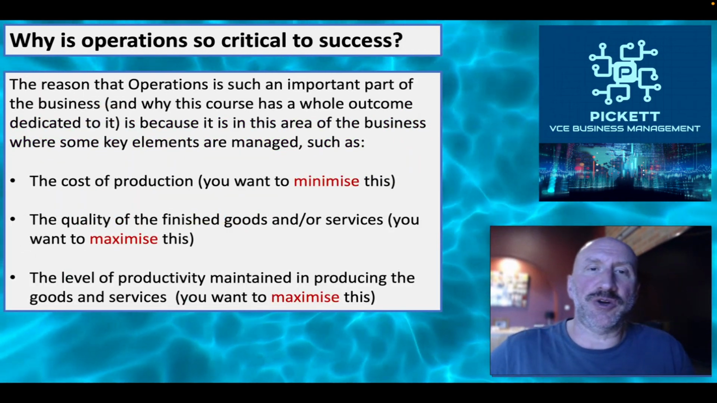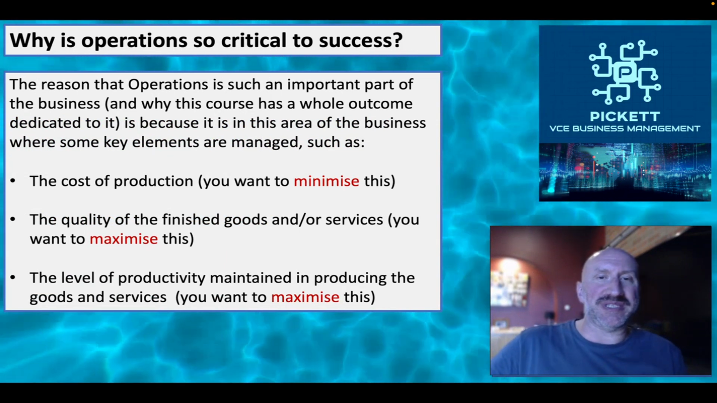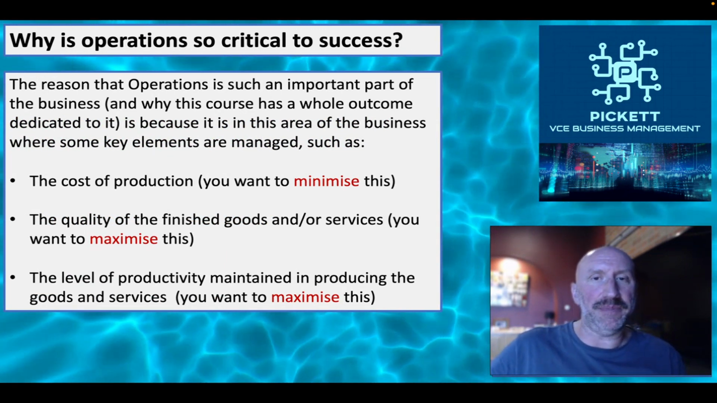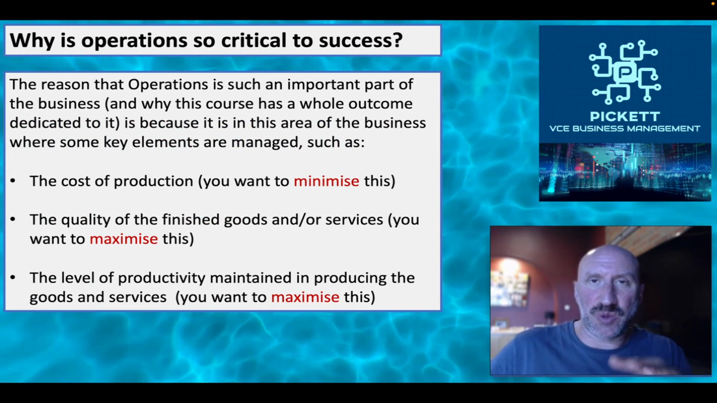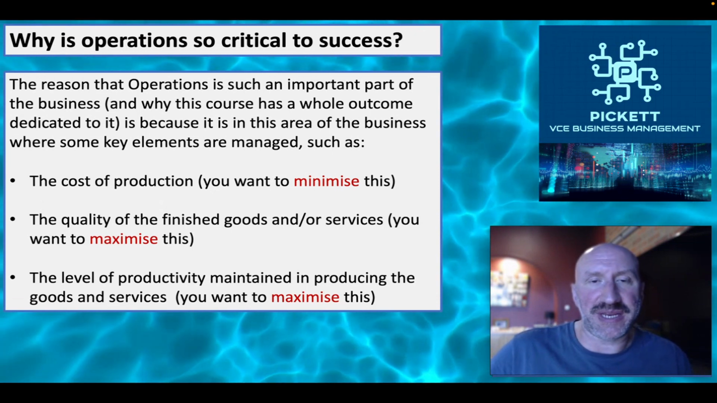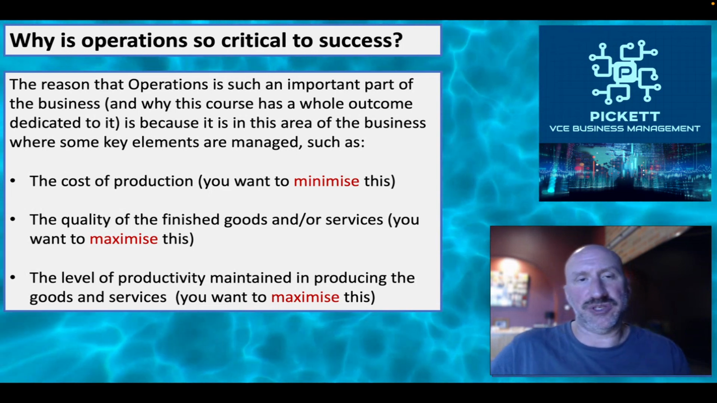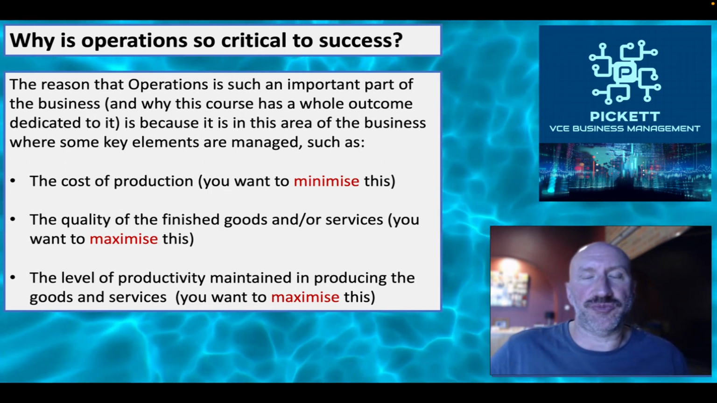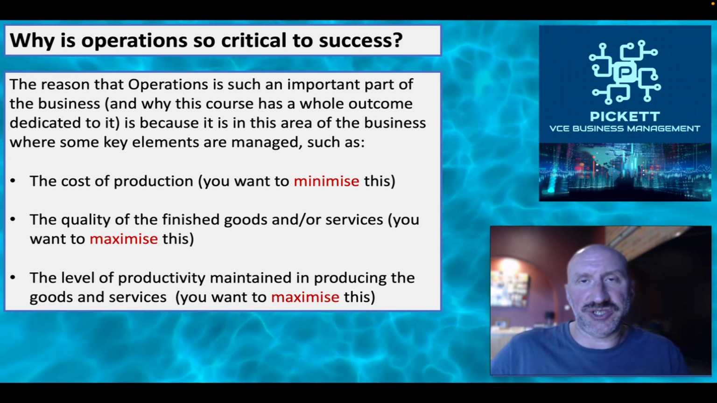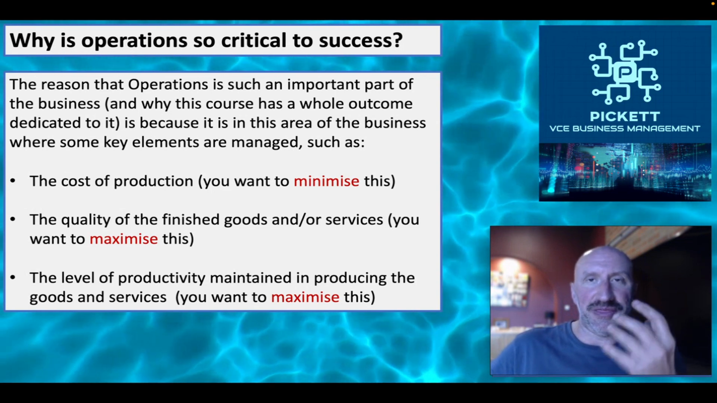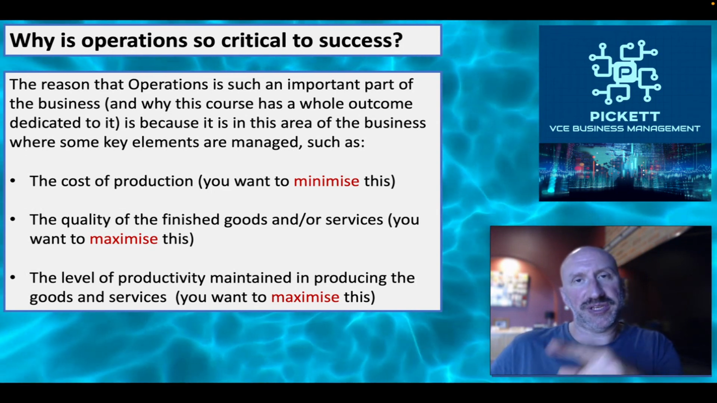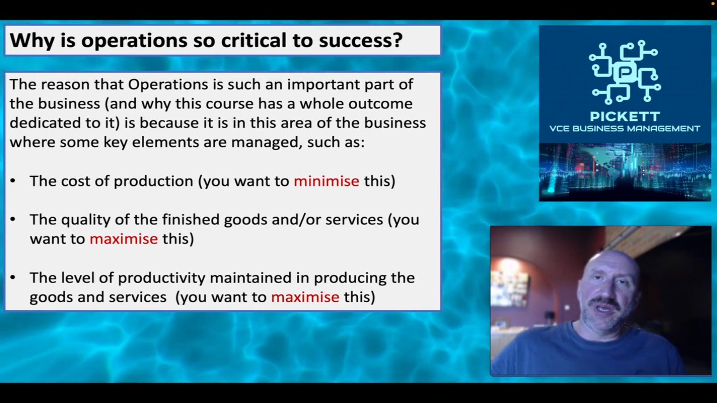So the reason operations is such an important part of the business and why it has this whole outcome is because this is where some key elements of what happens in the business are managed. And this relates to what we were just talking about before. The cost of production. In operations, you're managing the cost of production. That is something you want to constantly be trying to minimize.